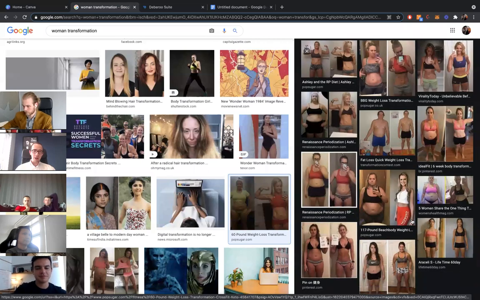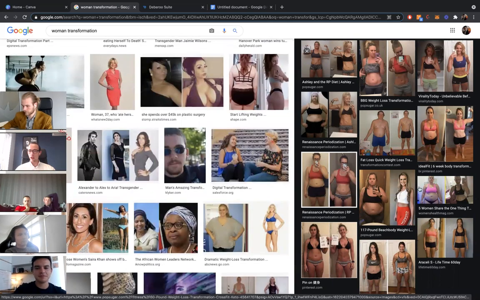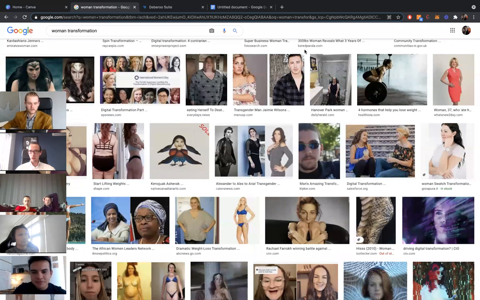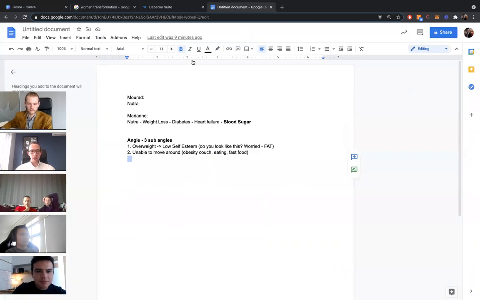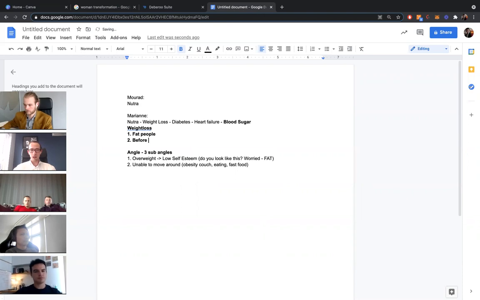You get related images, and then the related images, just like before, is usually the best source of information, because this is what you will not find here. This is from page 28 or a different keyword where you find the gold. Okay, so the neutron is usually pretty simple, right? So it's the weight loss. So the first one is fat people, right? And that's the emotion again. Then the second one is before and after, is probably the biggest one.